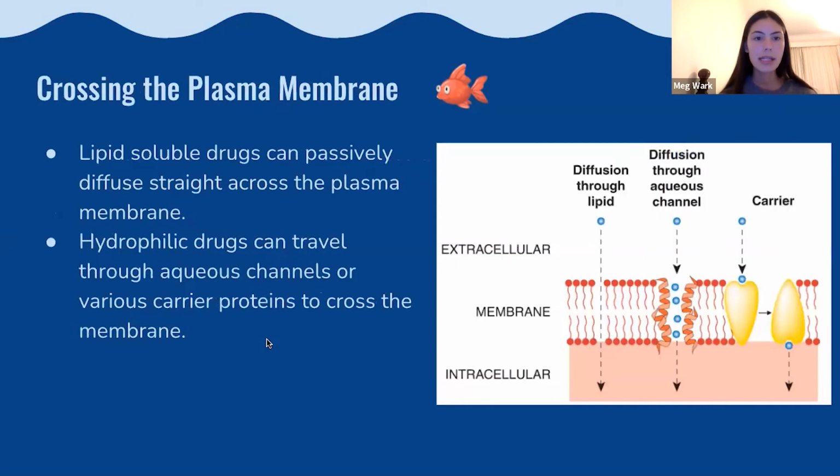Crossing the plasma membrane. So lipid-soluble drugs can passively diffuse straight across the plasma membrane. Like in the diagram to the right, they can just go straight through there. Whereas hydrophilic drugs have to travel through aqueous channels or various carrier proteins to cross the membrane. So those would be the two examples to the right of the diagram. They can't just passively diffuse straight through. So that obviously takes a little bit longer and there's more effort involved in that.